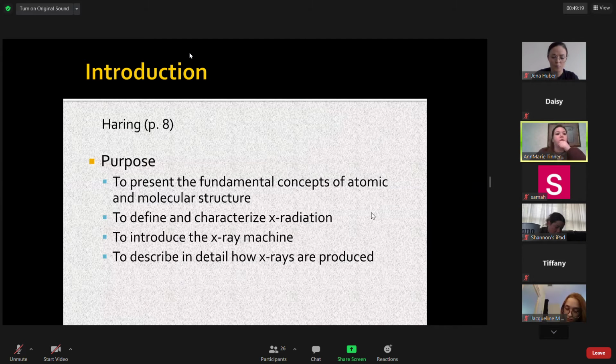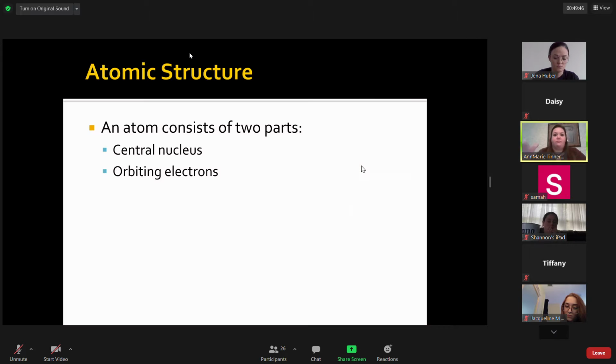All right, so the purpose of this is, first we're just gonna take a quick look at something that you guys already know, and that's about molecules and atoms. We're gonna talk about the fundamental concepts of atomic and molecular structure. You are going to be able to define and characterize X-radiation. We're going to talk about the X-ray machine, and we're going to describe in detail how X-rays are produced.